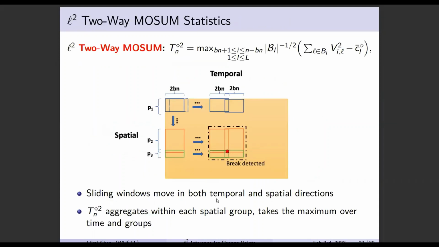So here is a picture to illustrate what this two-way Moson statistic is. Previously, the Moson statistic considered a moving window from the beginning to the end of the time series. Now, with the introduction of the two-way Moson, we consider a rectangle, which can go to all the potential points that we are interested in.